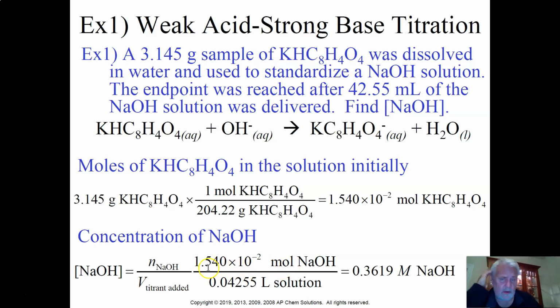So you get this 1.54 times 10 to the minus second, because it's the same as the concentration of the NaOH, because like I said, they will take every bit of it, so they'll be equal.